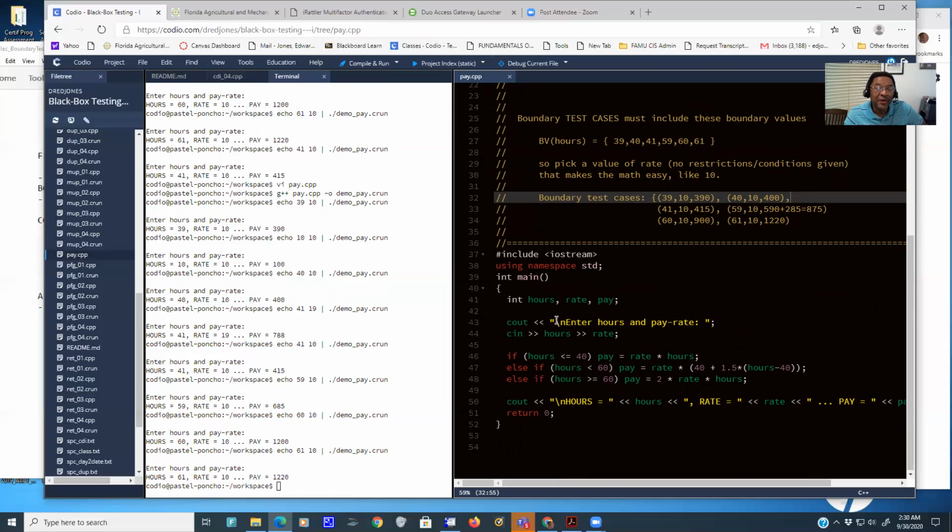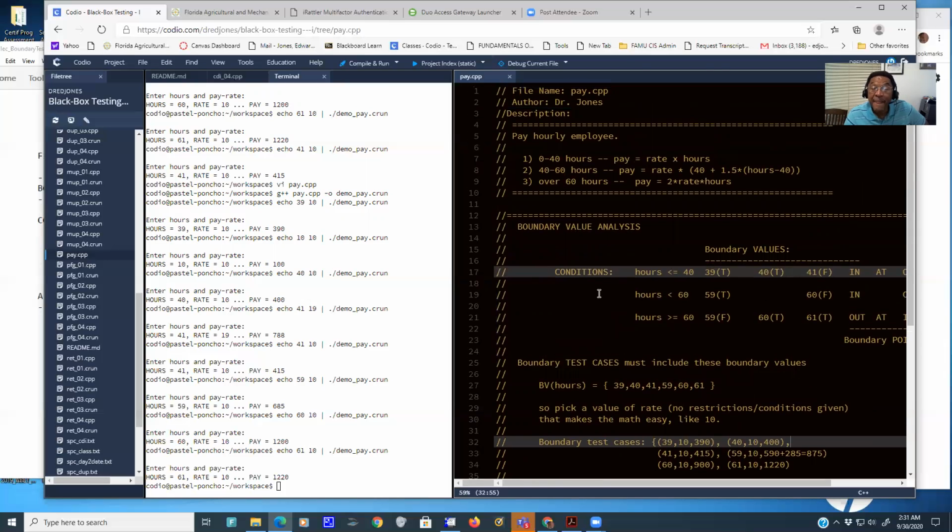I need to say this and be very clear. Black box testing means you cannot look at the code. You don't look at the code. You have to use your brain and figure out what the code is supposed to do based on the description of it.